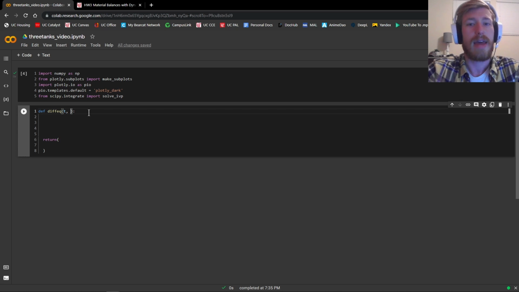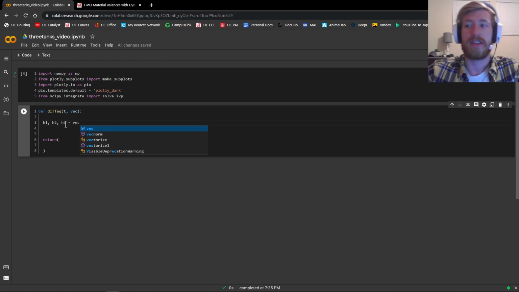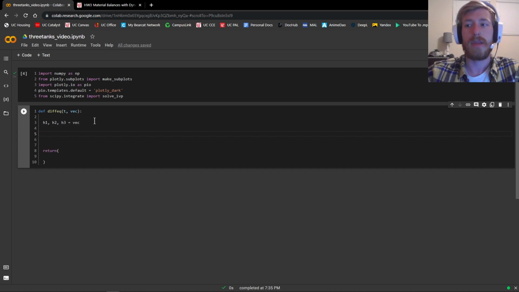So we're going to have t, and then since it's a vector of multiple differential equations coming out, we're going to want a vector going in. Now, since we're solving three differential equations, one to model each tank, we're going to have h1, h2, and h3 in our equation. We're going to unpack those from the vector we're passing in, so that we have all three of these variables to work with.